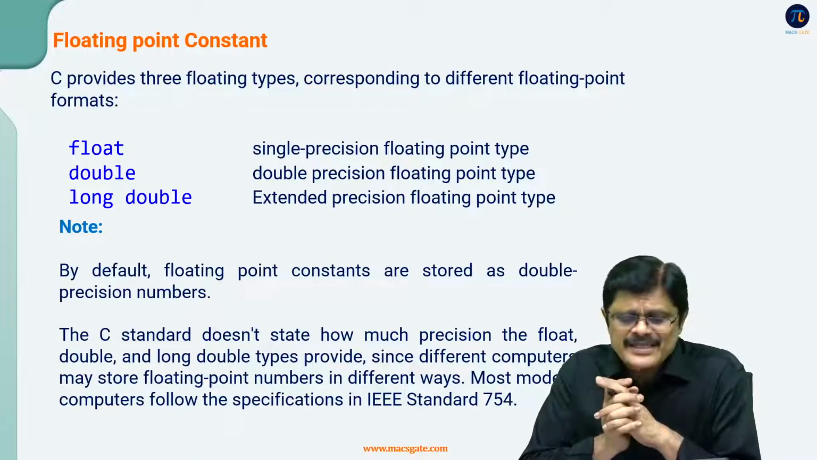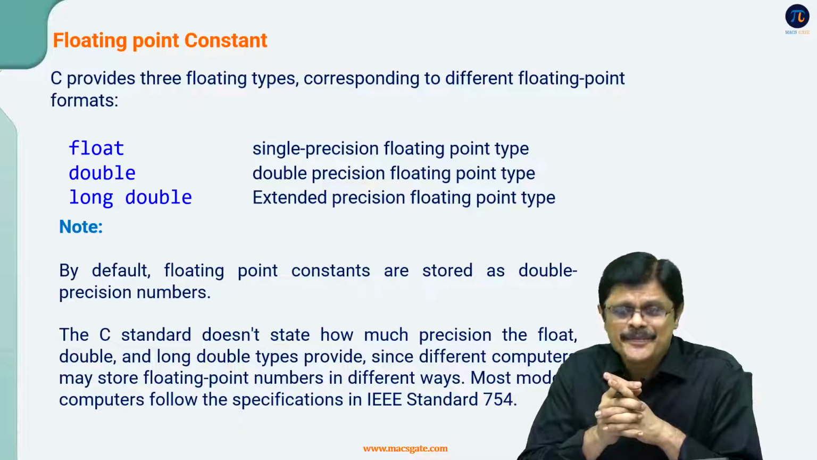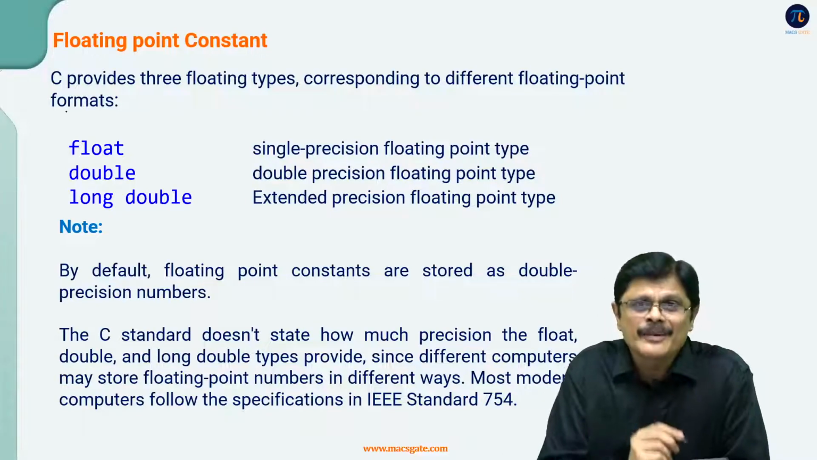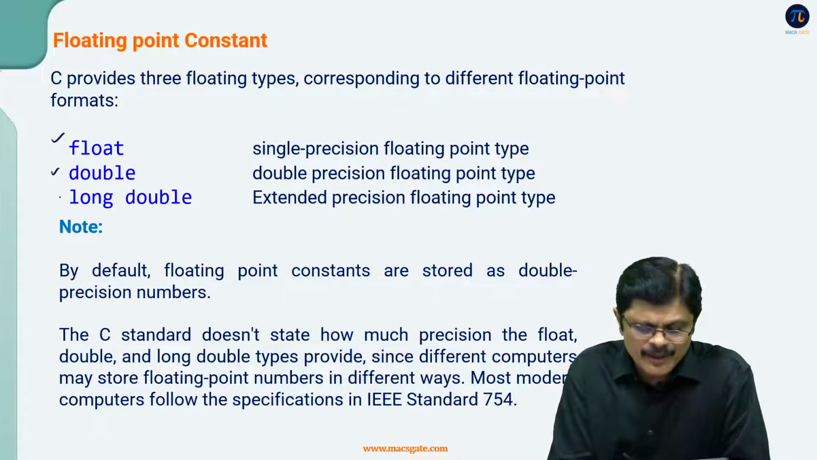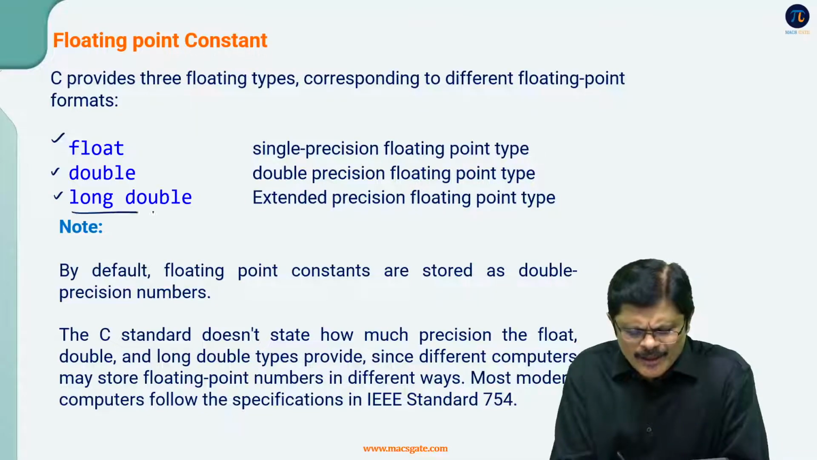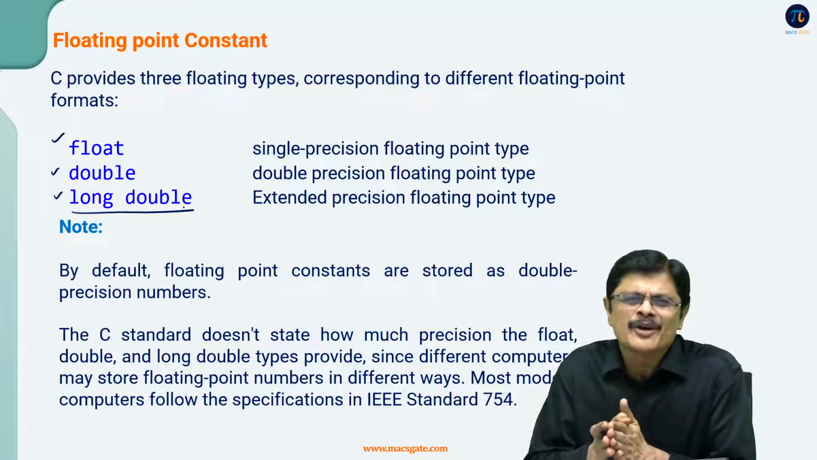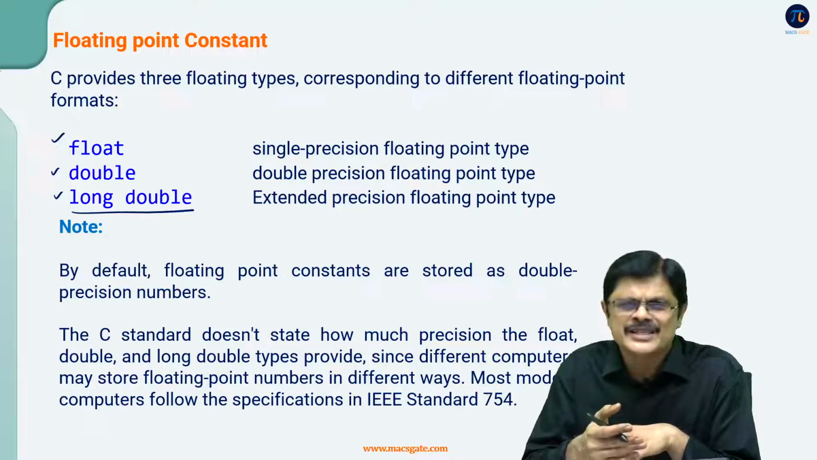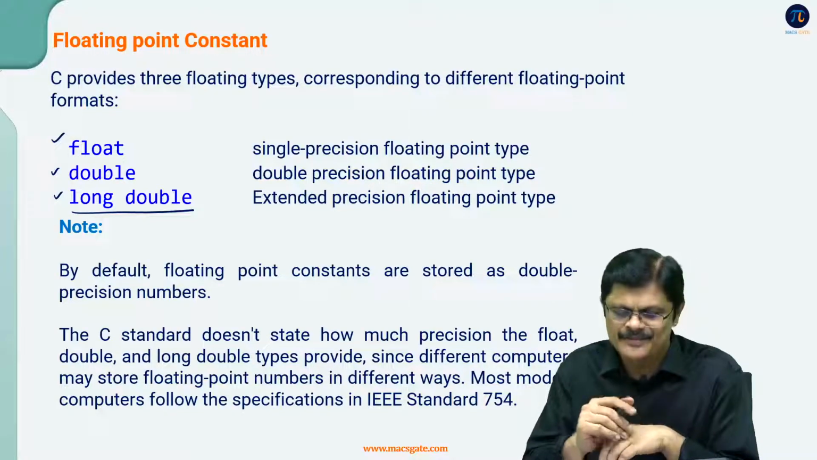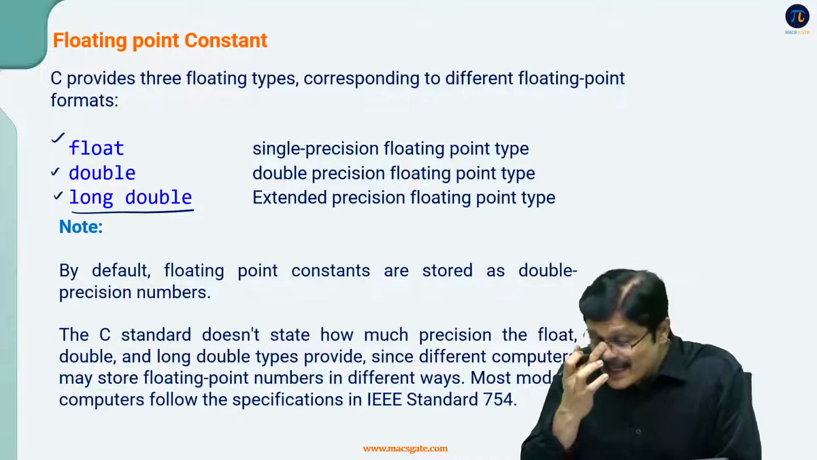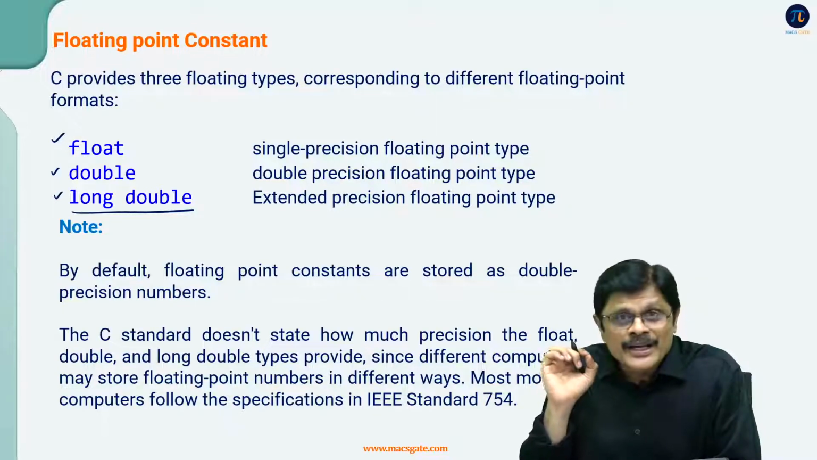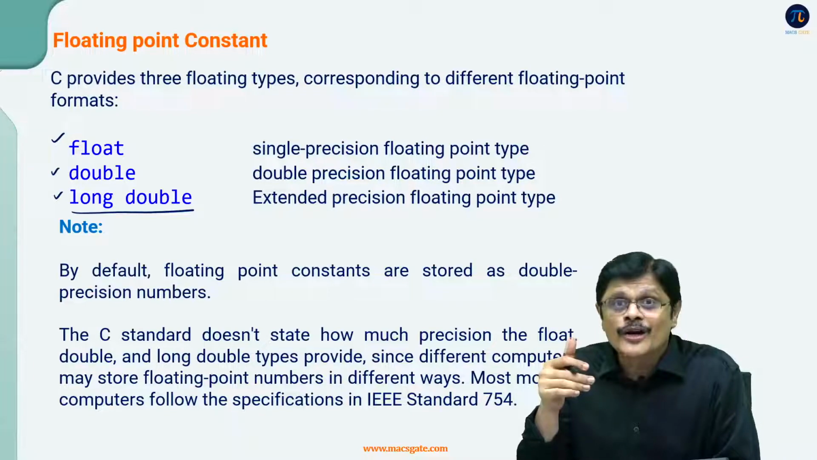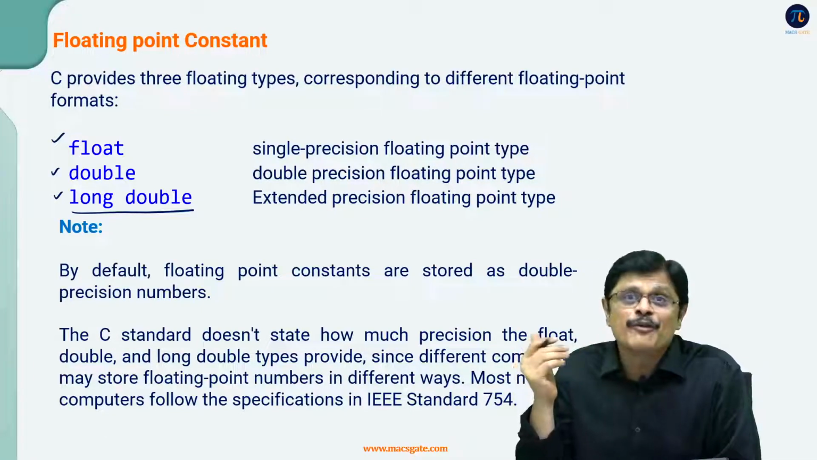C provides 3 floating types corresponding to different floating point formats. They are float, double and long double. Long double we are not discussing because it is used for advanced applications. In our basic applications, we just come across float and double. The float is called single precision floating point type, whereas double is called double precision floating type, whereas long double is extended precision floating type.